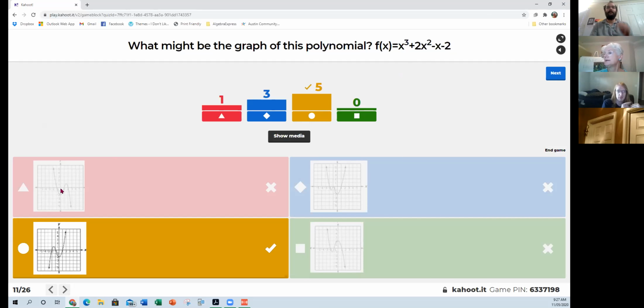So this one has 2 humps, but it's pointing down at the very end. This one has 1, 2, 3 humps, so it's not cubic. This one has 2 humps and it is pointing up. So that's why this is the one to pick. This one has 2 humps, but it's pointing down.